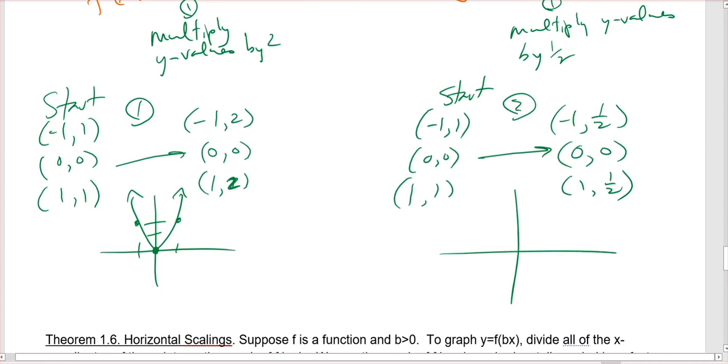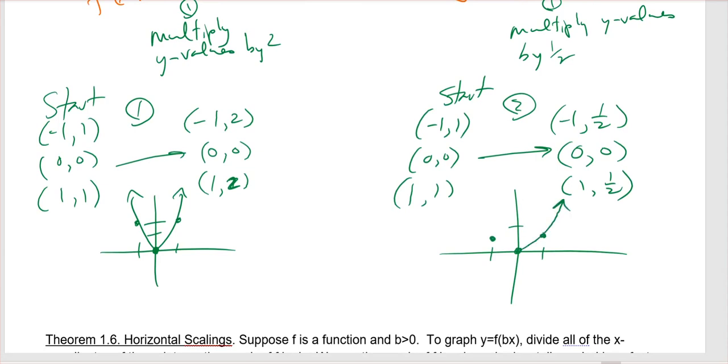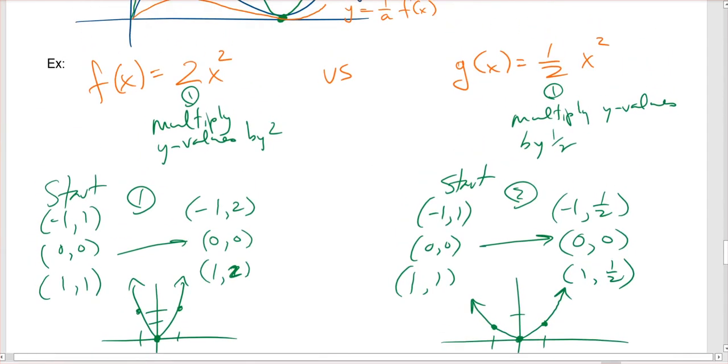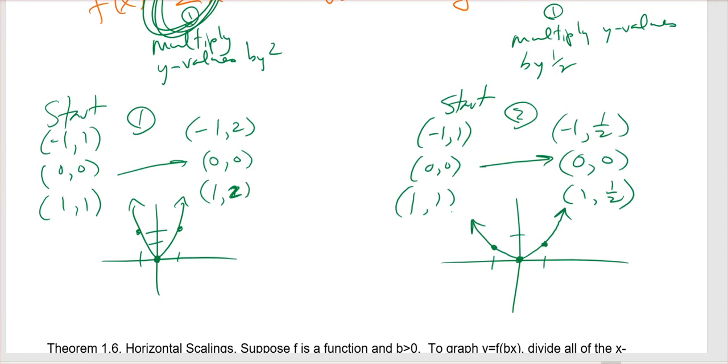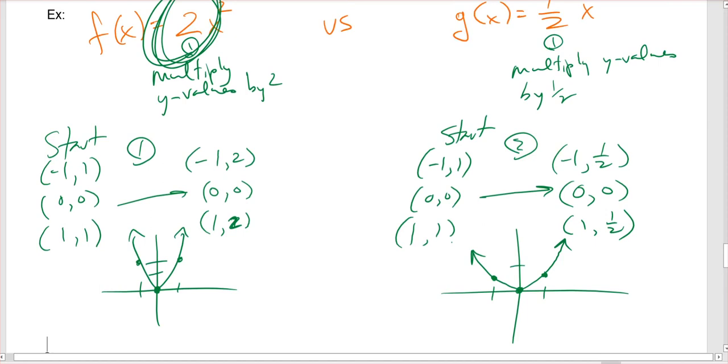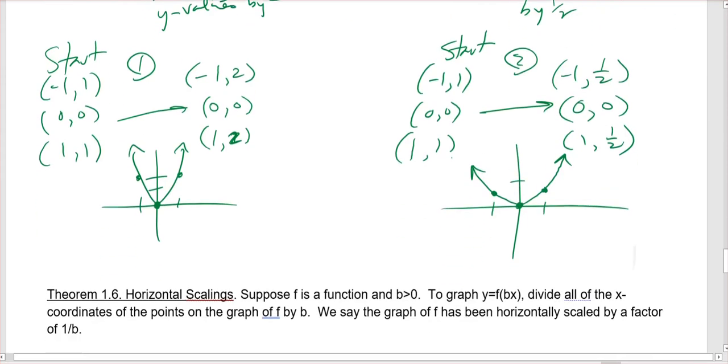All right, and we can draw this picture. So 0, 0 is there, 1 goes with 1/2, -1 goes with 1/2. So it's kind of shorter and wider, right? And this other one is taller and skinnier. So multiplying the whole function by a number that is larger than 1 is going to stretch us vertically, and this one here shrunk us vertically. All right, super. So for vertical scalings, we're going to multiply the whole function by some number.